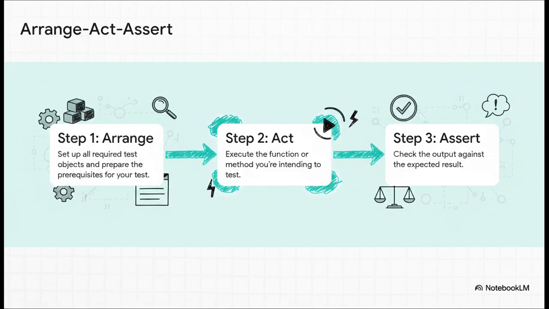You're going to see this pattern everywhere in good testing. It's called AAA, arrange, act, assert. It's a super simple three-step dance. First, you arrange all your pieces, get everything set up just right. Then you act, you call that one method you're testing. And finally, you assert. You check that what happened is exactly what you expected to happen. It's simple, it's clean, and it's incredibly powerful.